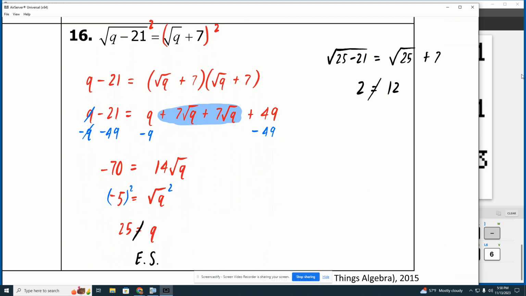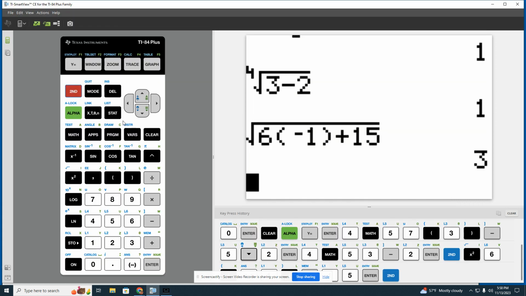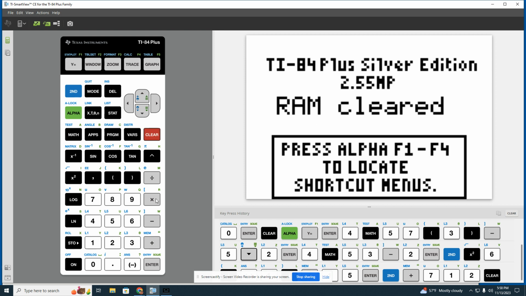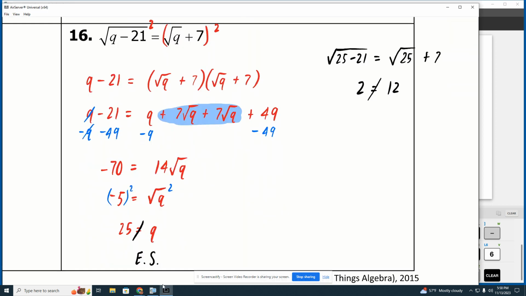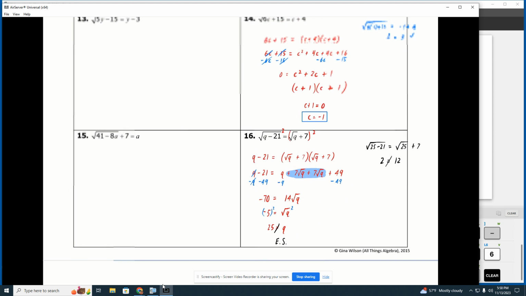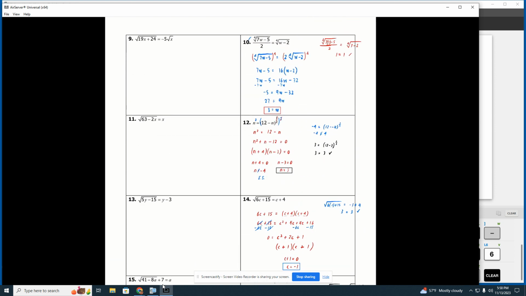So I'm going to get my calculator out. I'm going to go ahead and reset this thing. I always like resetting it because we're about to do some graphing. So let's flip over.